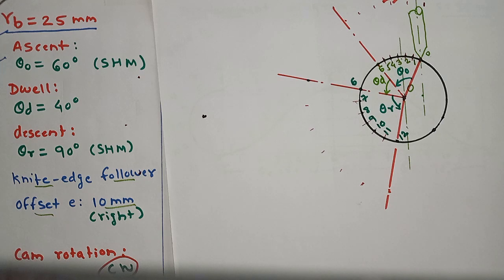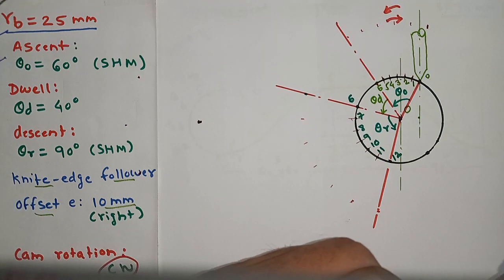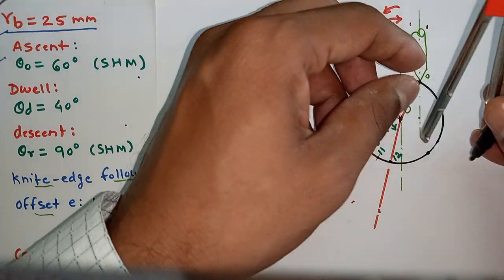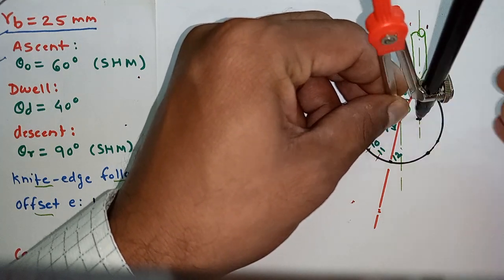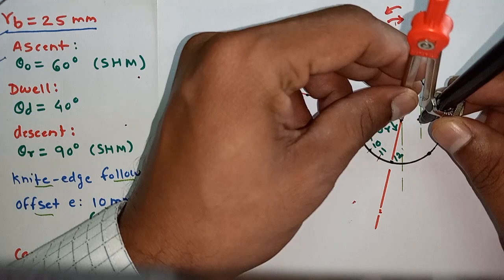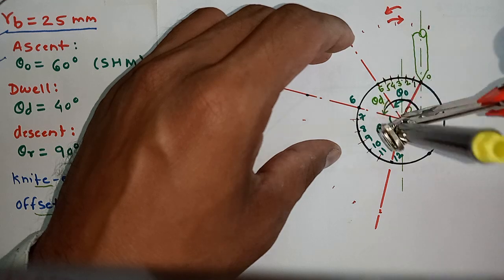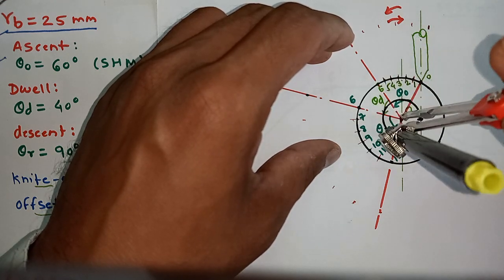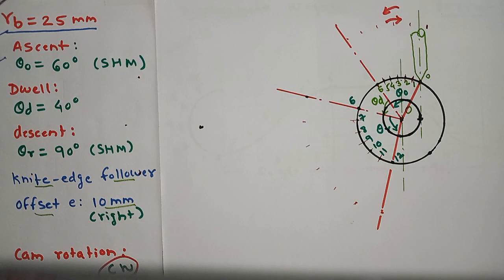Now this is an offset follower, so we require to draw the offset circle before drawing the line of action of the follower. So taking radius of 10 millimeters and center as the center of cam rotation, let us draw the offset circle. So this is my offset circle. Now when we fix the cam and rotate the follower in the opposite direction, this line of action of the follower will roll over this offset circle.